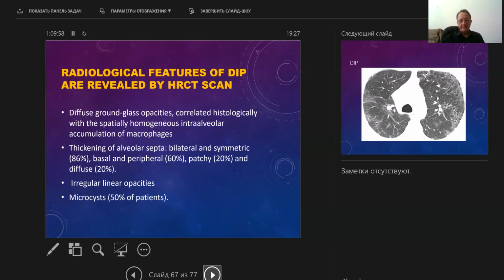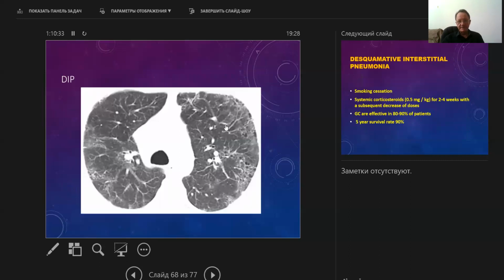Radiological features of DIP: diffuse ground glass opacity, correlating histologically with partially homogeneous intra-alveolar accumulation of macrophages, thickening of alveolar septa, bilateral symmetrical basal and peripheral patchy and diffuse, irregular linear opacity, and in 50% of patients detection of microcysts. On the slide you can see ground glass opacity, reticular abnormality, macrocyst.